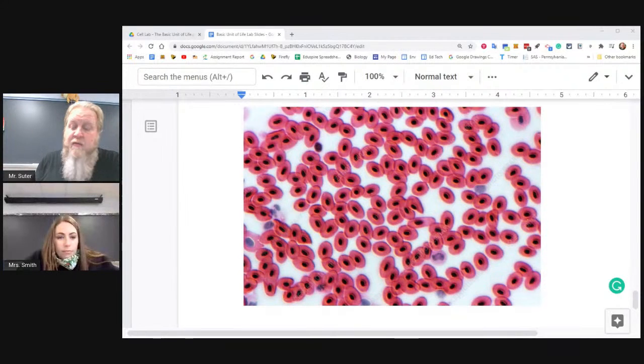This is frog blood. This slide was very hard for Mrs. Smith to make. She doesn't like killing the frog and squeezing the blood out and all that. But she's awful. I mean, I had to go in the other room because she gets maniacal.